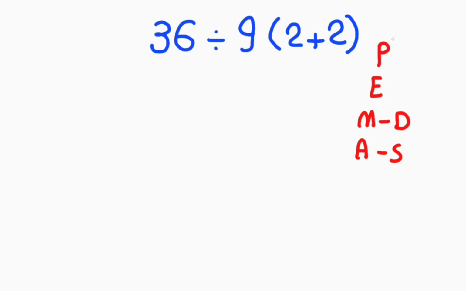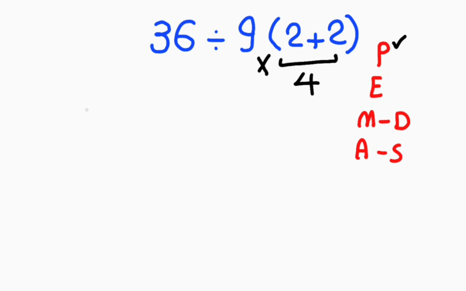So according to PEMDAS, in the first step, we have one parenthesis that we have to solve first, not this multiplication and this division. If we do this multiplication and division first, it is wrong. So according to PEMDAS, we have to start with this parenthesis. 2 plus 2 equals 4.